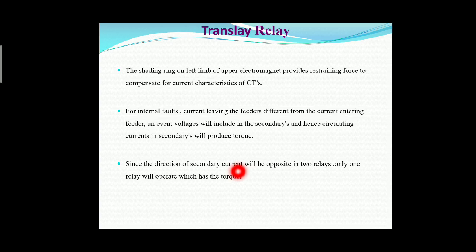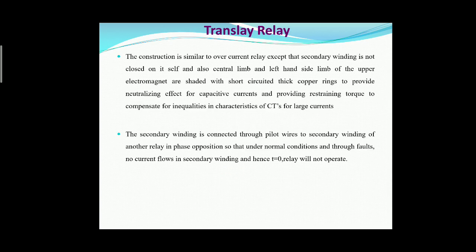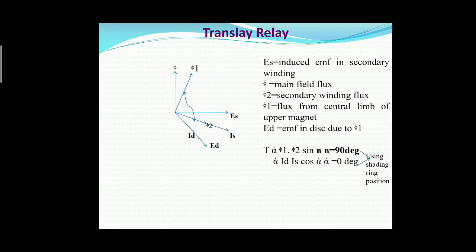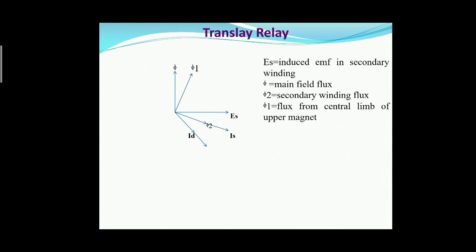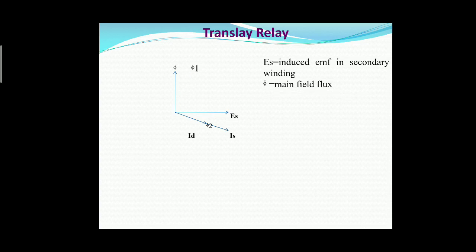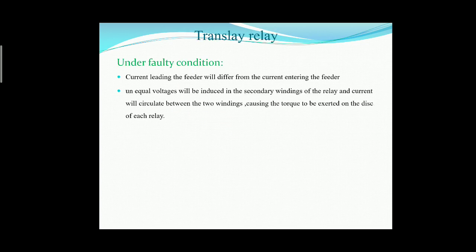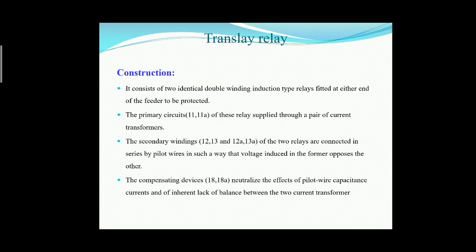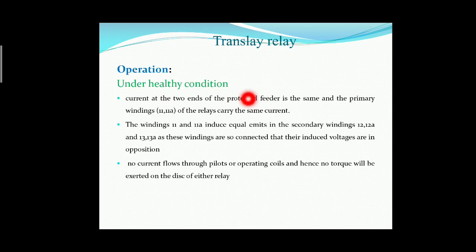Okay, in that translay relay, under normal operating conditions, the net currents will be equal to 0. That means no currents will be flowing to the relay coil. Under healthy conditions, no currents will be flowing through the relay coil.